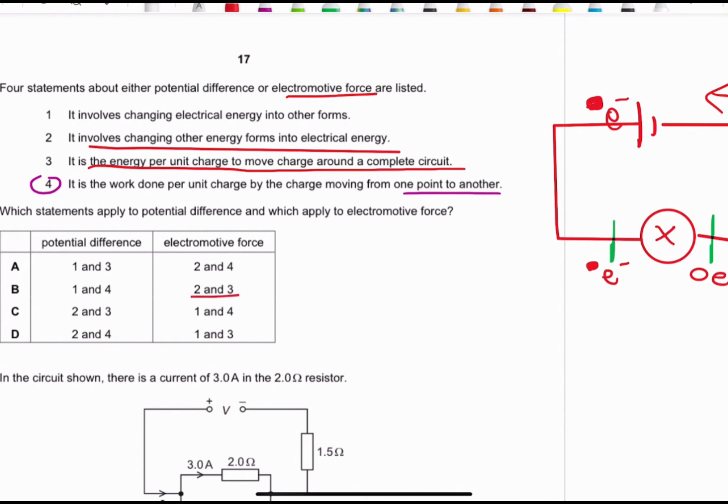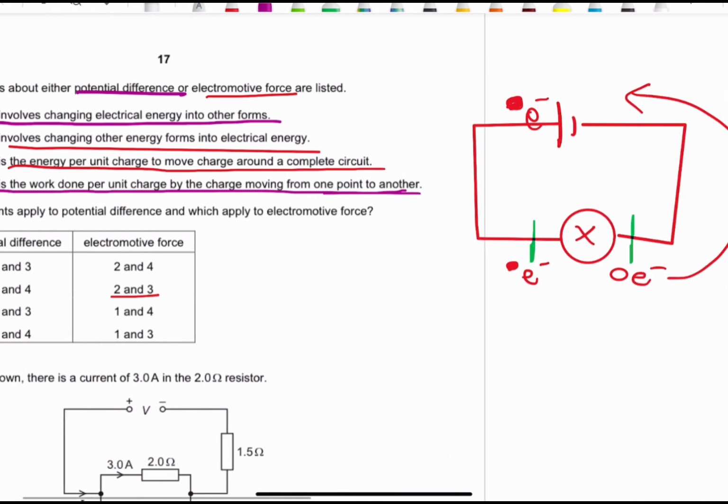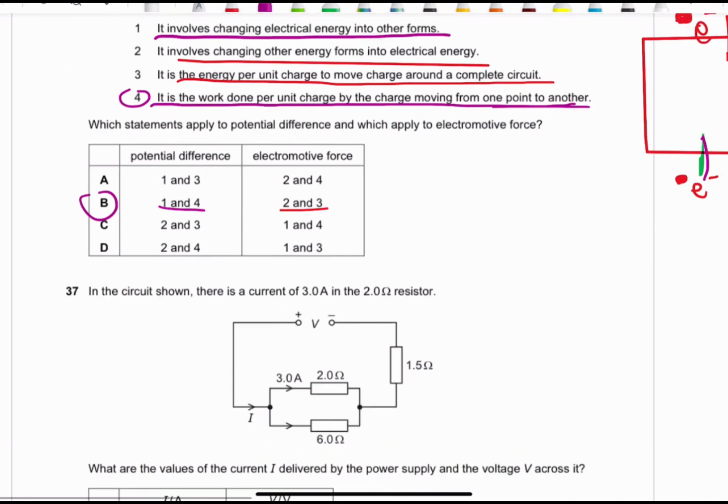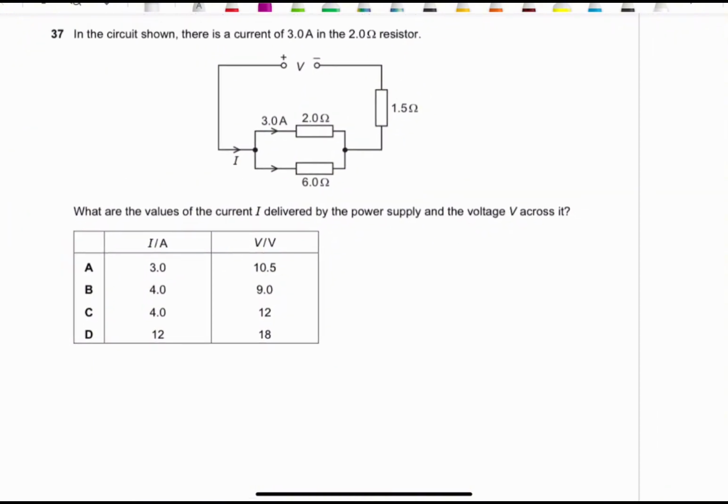And potential difference is pretty simple. Potential difference is the energy converted from electrical into other forms, the work done per unit charge from one point to another. So it's going to be 1 and 4, which is B. Very important. In this question, we've been given question number 37.